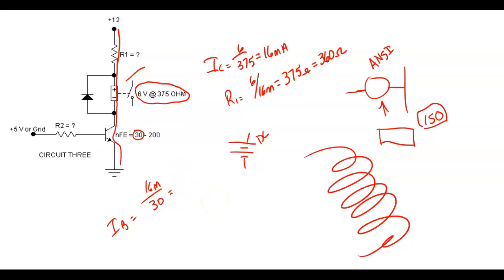Y'all need to understand when you know your answer's got to be wrong. I can't take 16 and divide it by 30 and come up with an answer that's bigger than what I started off with, right? We've got to do our ICSat, saturated. We were given that right here. That's ICSat.